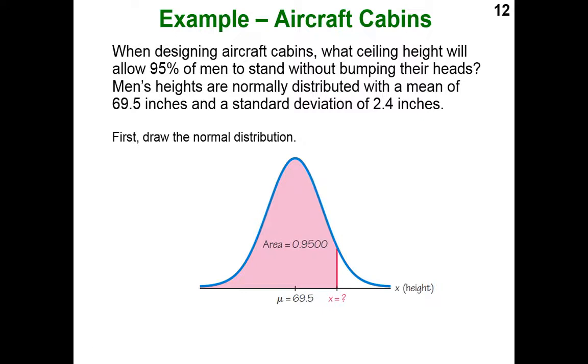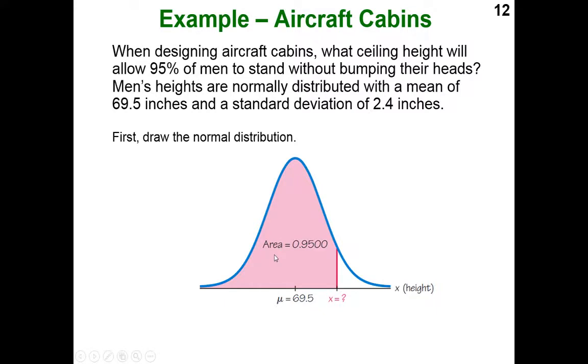Here is the case of the height of men. When designing aircraft cabins, what ceiling height will allow 95% of men to stand without bumping their heads? Men's heights are normally distributed with a mean of 69.5 inches and a standard deviation of 2.4 inches. So we want to figure out what height would include 95% of all men, when the mean is 69.5 and the standard deviation is 2.4.